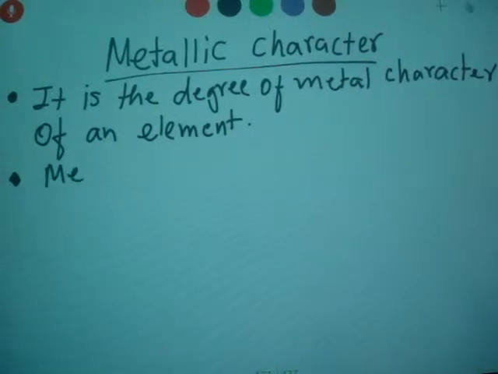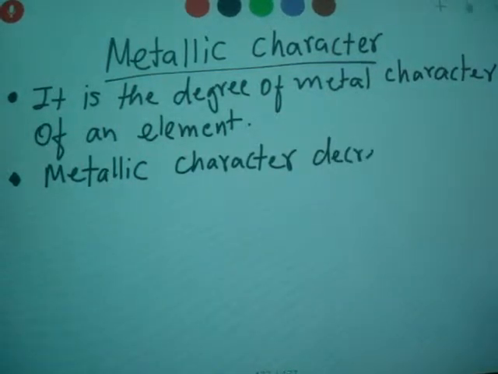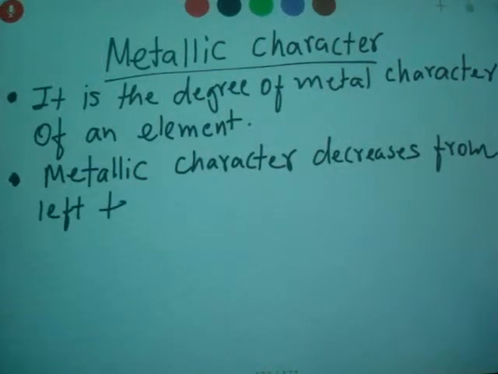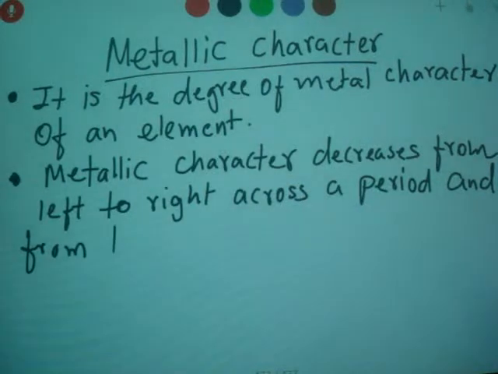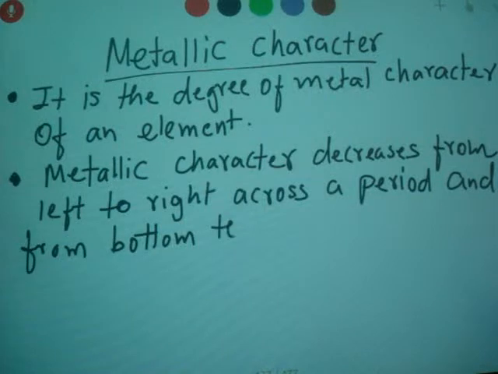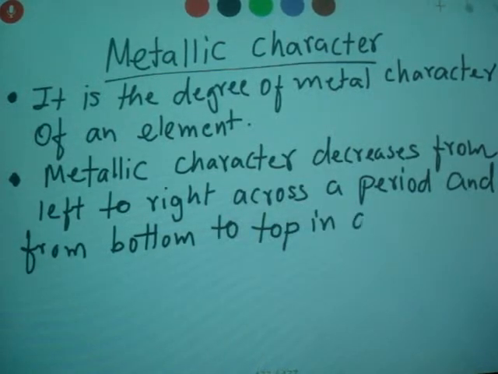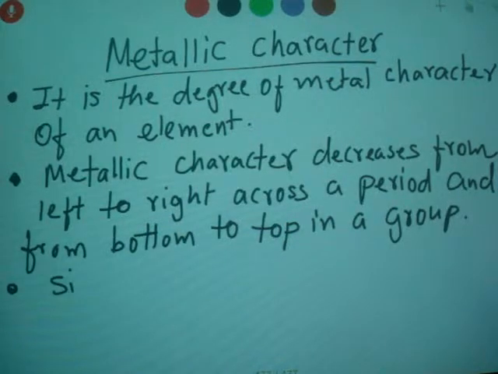So when you talk about metallic trend, we can say metallic character decreases from left to right across a period, and from bottom to top in a group. So this trend is similar to atomic radius.